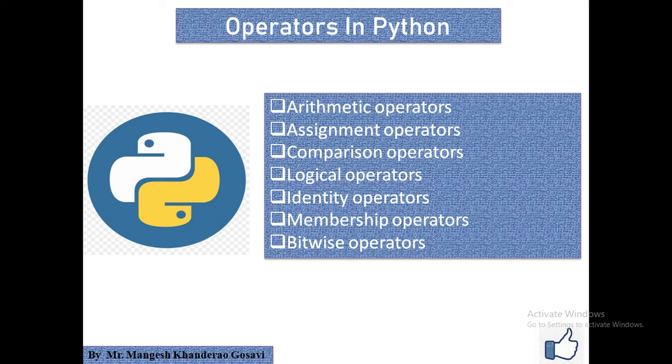Every category has some set of symbols. Like arithmetic operators include addition, subtraction, multiplication, division. Assignment operators include addition assignment, subtraction assignment, multiplication assignment. Then comparison operators include less than, greater than. Logical operators include and, or. Similarly, bitwise operators also include bitwise and, bitwise or.